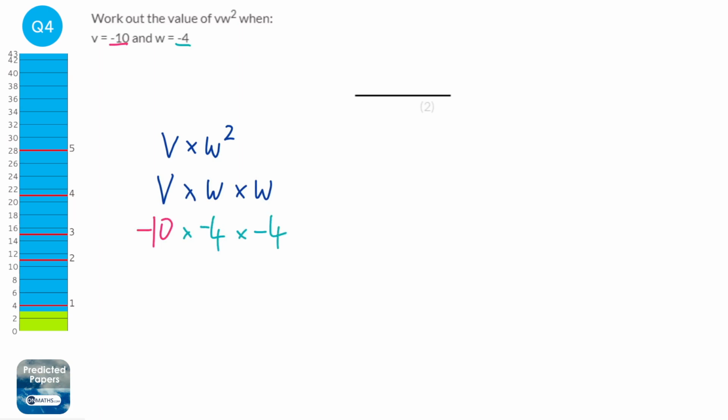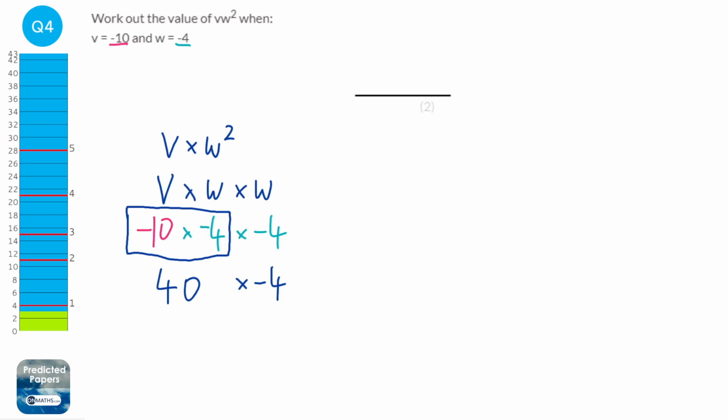Okay, so when you multiply, it doesn't matter which order we do it. So what I'm going to do is I'm just going to do these ones first, and I'm going to ignore that times minus 4 at the end. So minus 10 times minus 4, that's a minus times a minus, which is a positive, 10 times 4, which is 40, times minus 4.